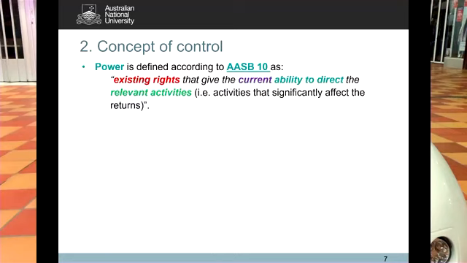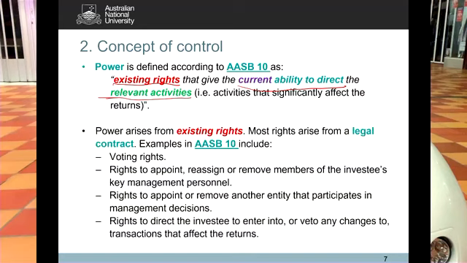So what is the power over the investee? The power over the investee is the existing rights that give the current ability to direct the relevant activities. This is the definition of power. So there are three key concepts here: existing rights, the current ability, and to direct what? The relevant activities. So what could those rights be? Most of the rights would arise from legal contracts. Examples are given in the standards.